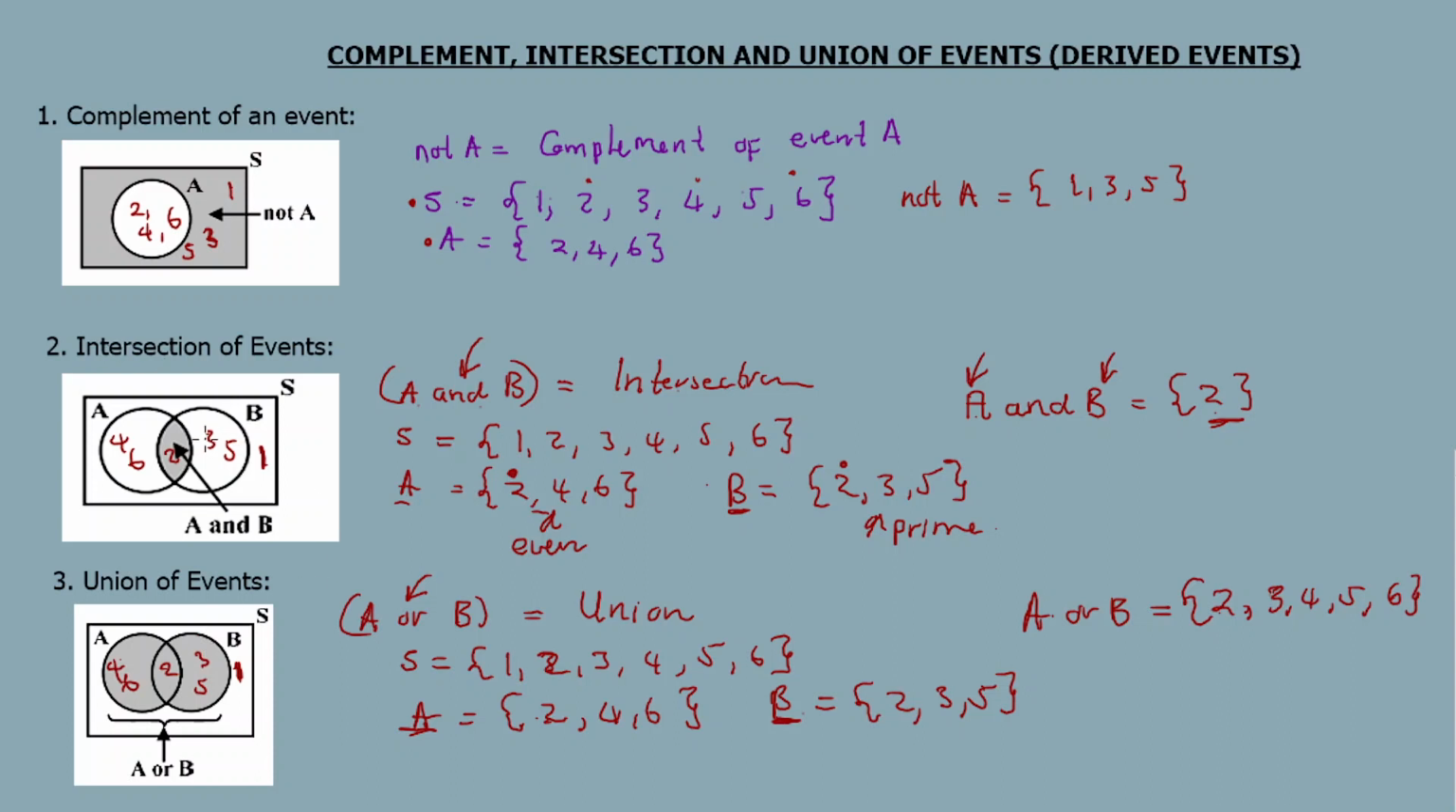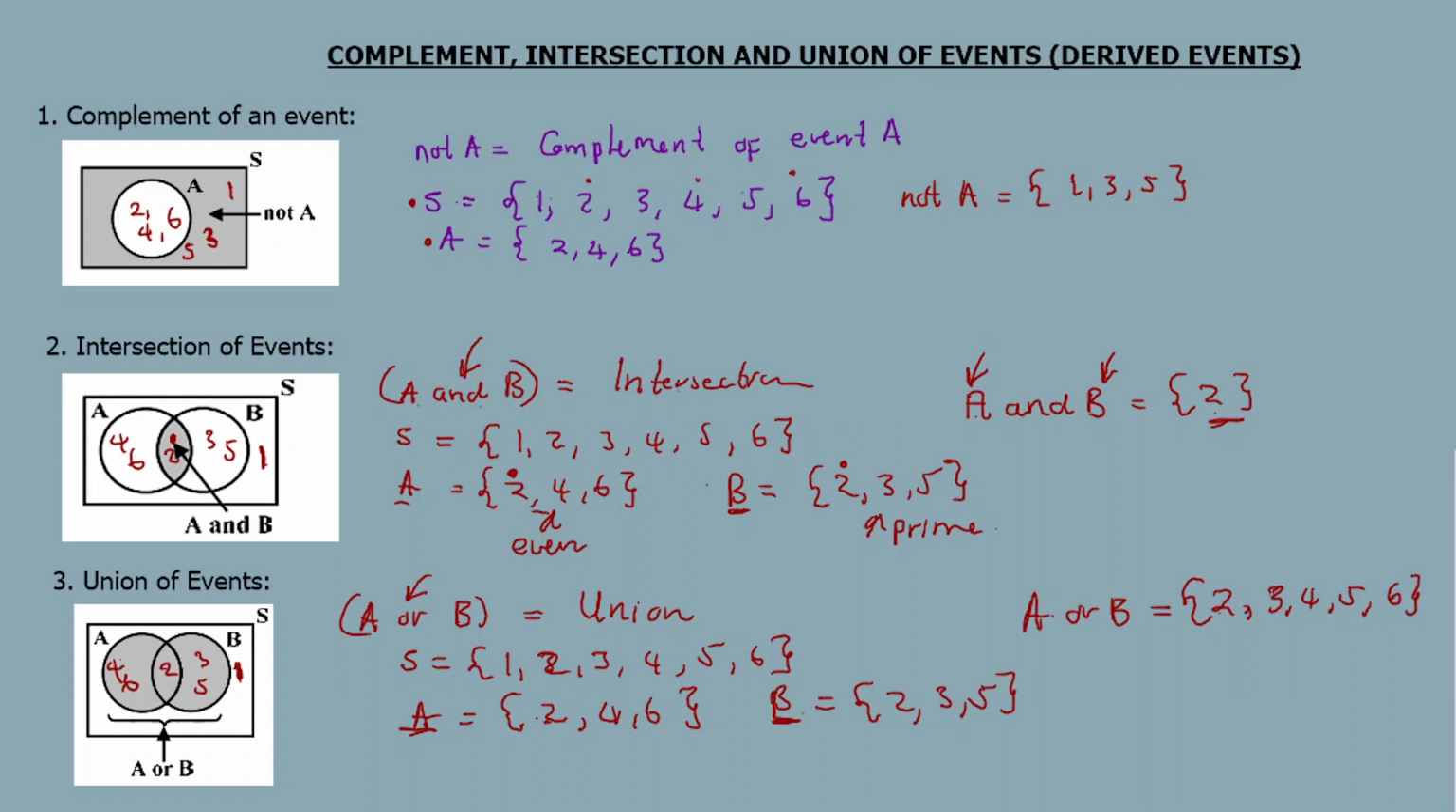The intersection is what you find between, or what is common between A and B, what is found in both A and B. The complement is all the outcomes that are not in event A. Anything that is outside A is the complement of A. I hope you understand. If there's anything you don't understand, please let us talk in the comment section.